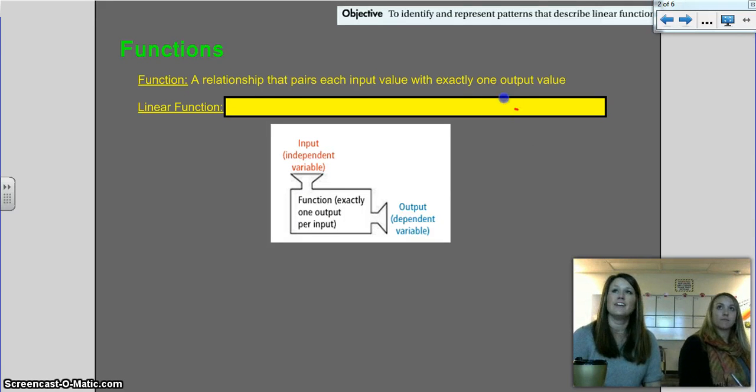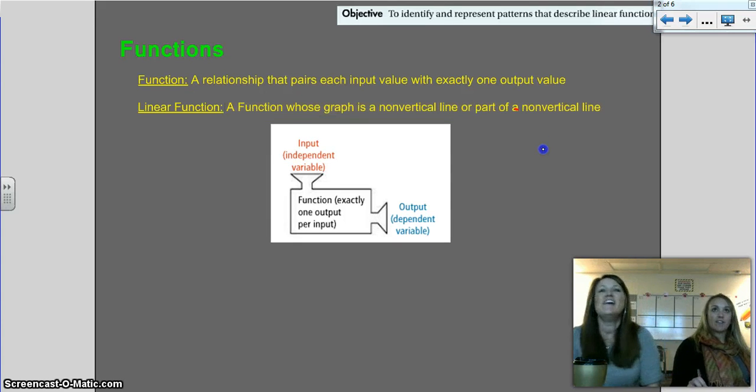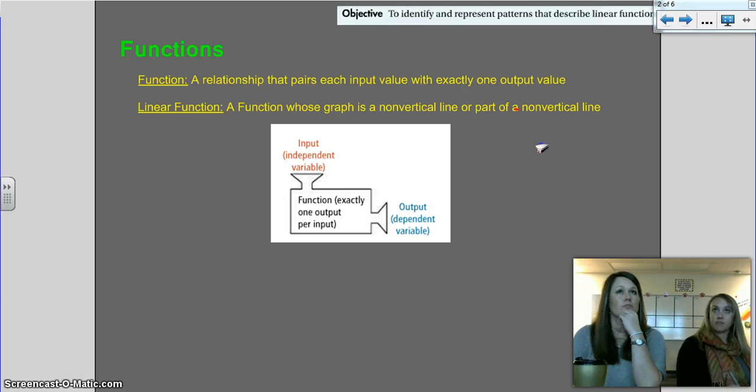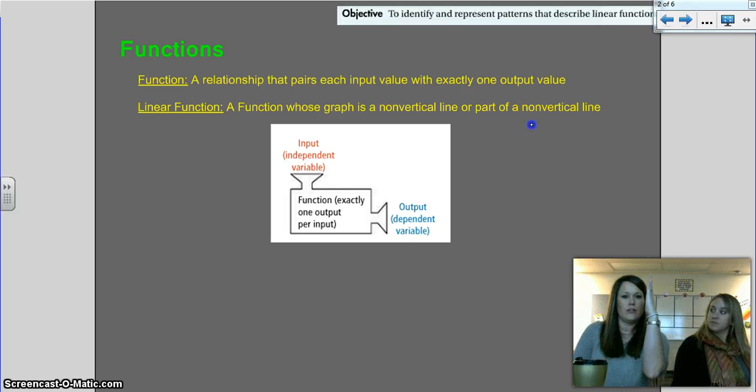A function whose graph is a non-vertical line or part of a non-vertical line. Okay, so here's why I know that it cannot be vertical. Because this is X, right? This is my X value. If this is X equals 1, I've got all these values of Y. And we just said you can only have one value of Y. So this could be a function. No. No. Got it.